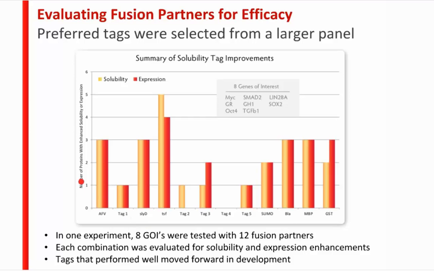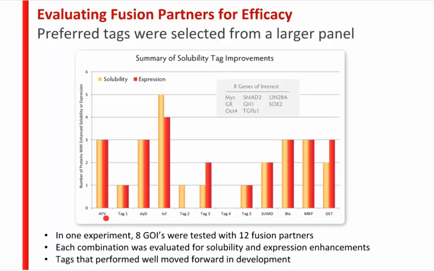And this is just a sliver of that data where we ended up taking 12 of those potential tags and matrixing them against 8 different targets that we had found to be truly recalcitrant in either solubility or expression. And the graph here illustrates how many of these 8 proteins each tag was able to rescue. And the yellow bars indicate solubility rescue, and the red bars indicate expression rescue.